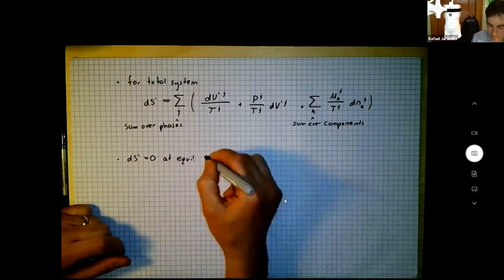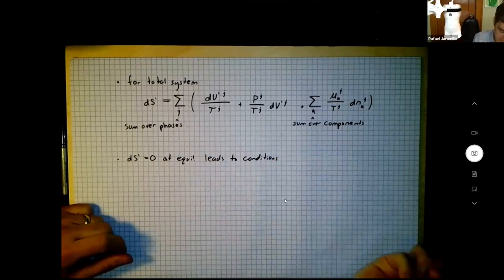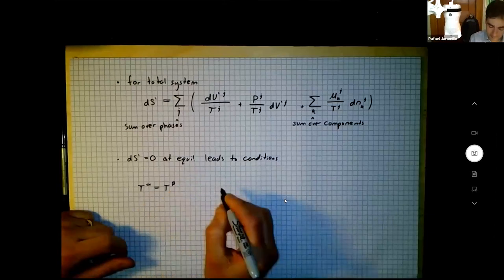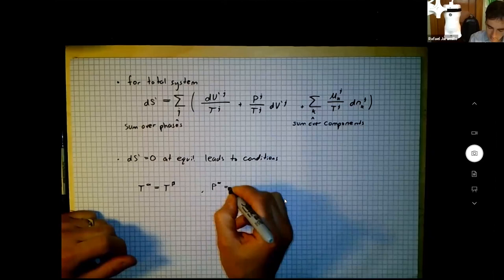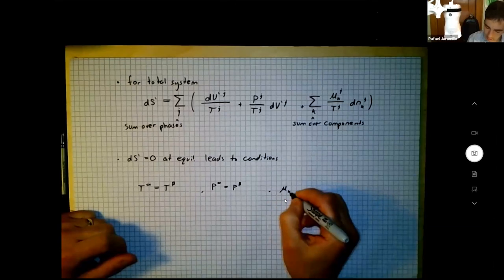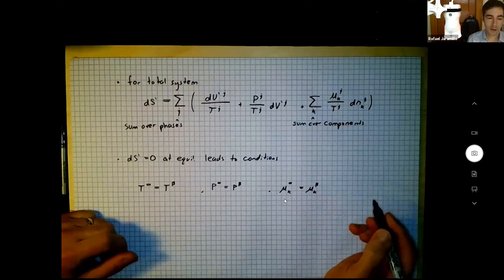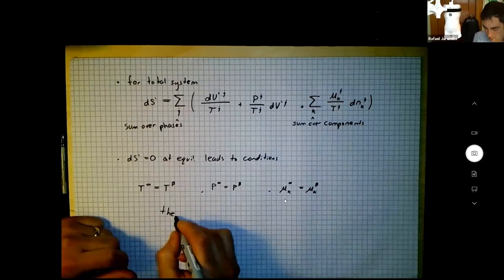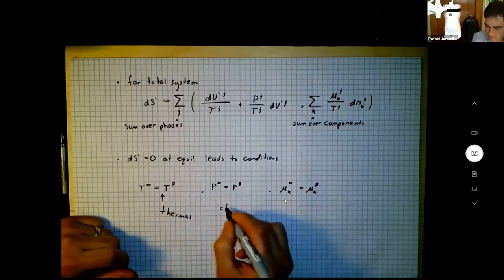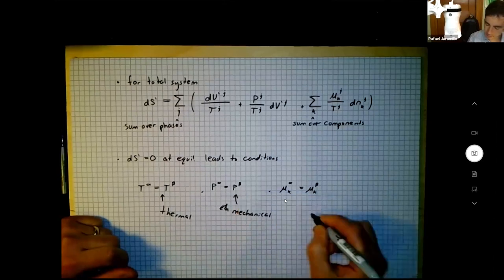leads to the equilibrium conditions. And I'm not going to write this out because you've seen it before, more or less. That is thermal equilibrium, mechanical equilibrium, and chemical equilibrium.